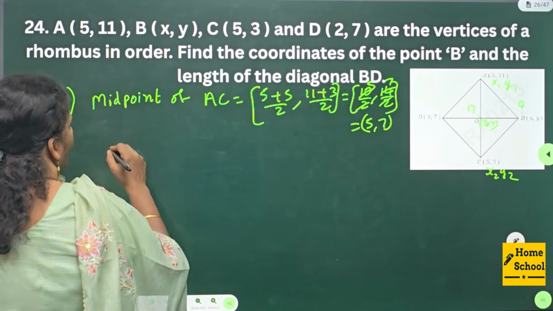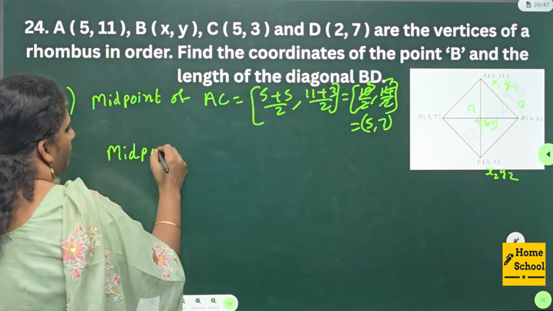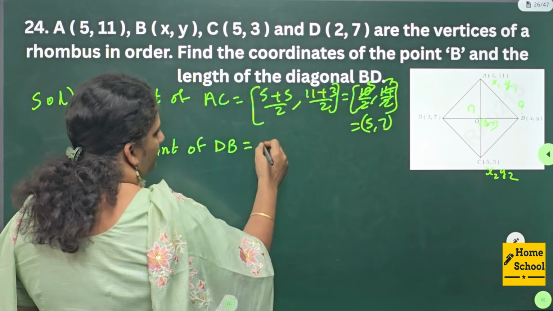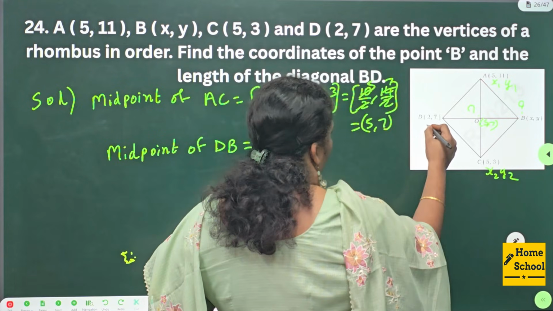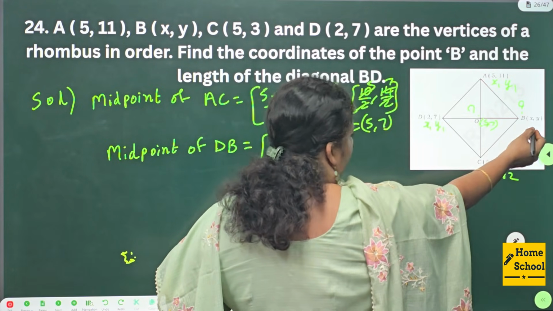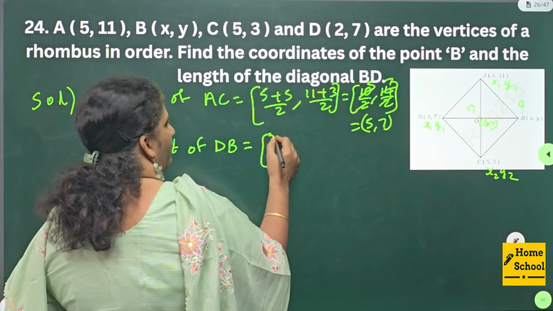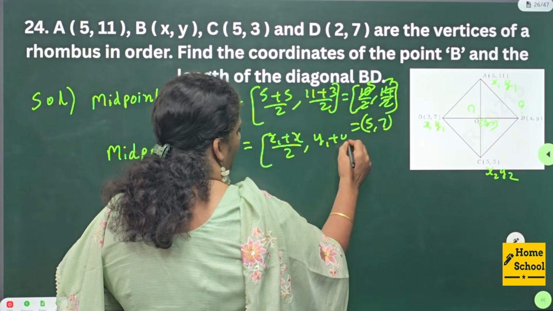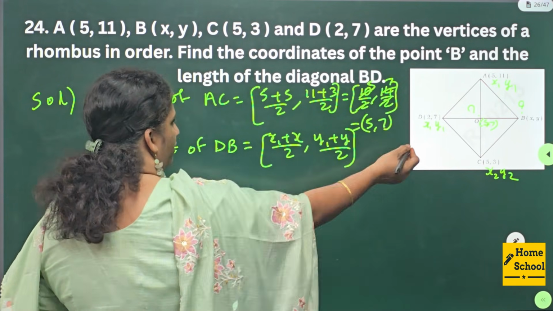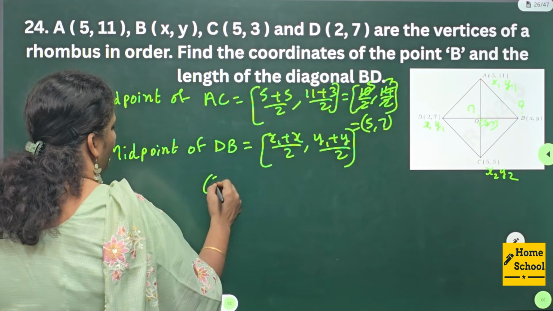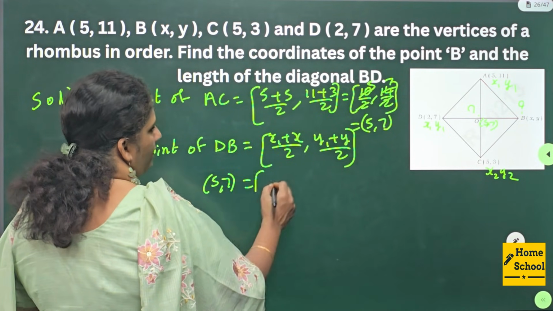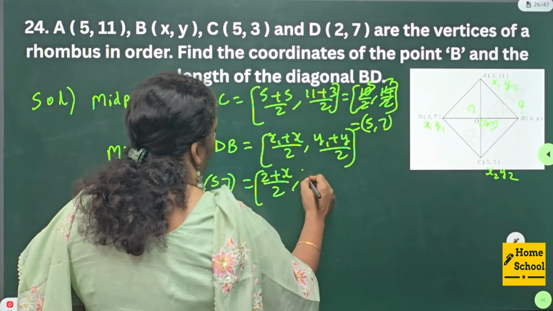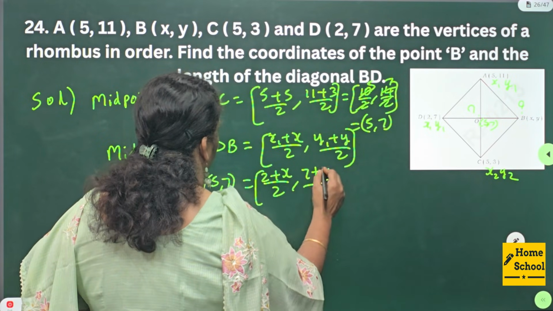Then next, what is the midpoint of DB or BD? So here again same manner, x1, y1. Already you have x, y. If you want you can write like that only: (x1 plus x) by 2, comma, (y1 plus y) by 2. We know the midpoint of DB. What did we get? Write that one. (5, 7). x1 value is 2. (2 plus x) by 2, comma, y1 is 7, (7 plus y) by 2.